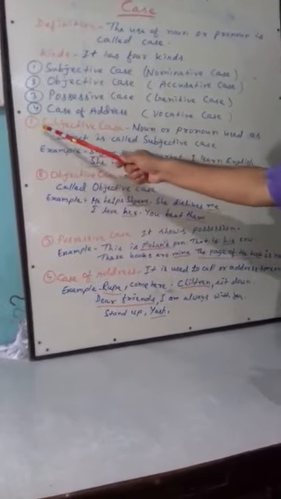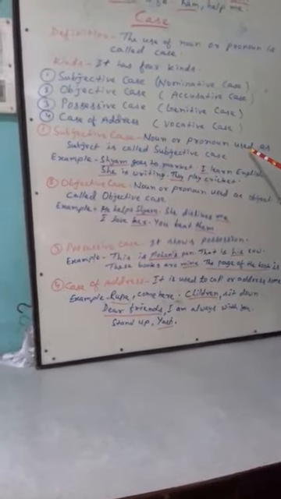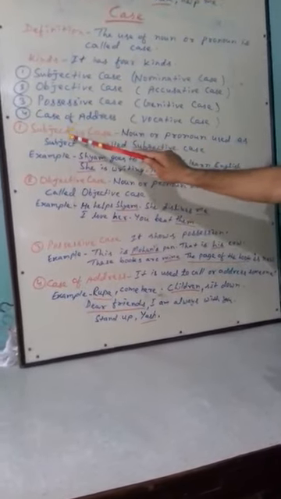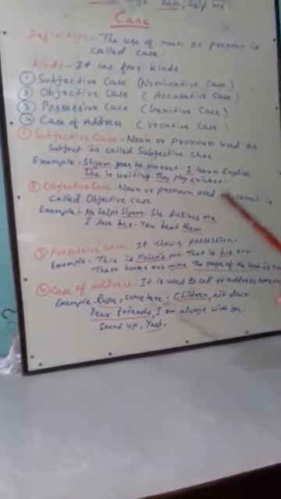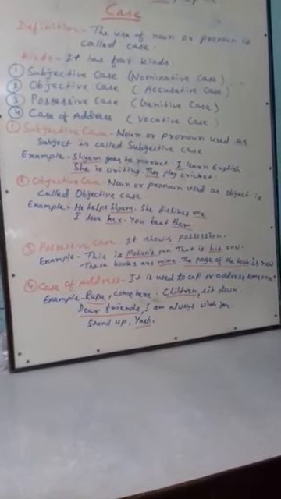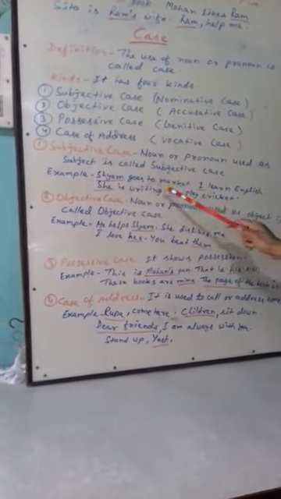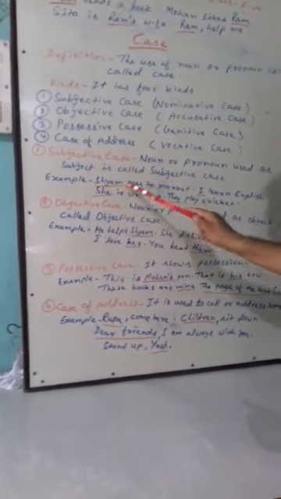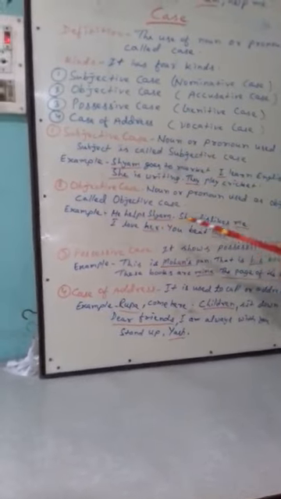Come to the first one, that is subjective case. The definition is noun or pronoun used as subject is called subjective case. Subjective word is made of subject. It means when any noun or pronoun is the subject of that very sentence, that is called subjective case. By example, it will be clear. Shyam goes to market. Shyam is the subject of this sentence. So if anyone asks what is the case of Shyam here, you will tell it is in subjective case.